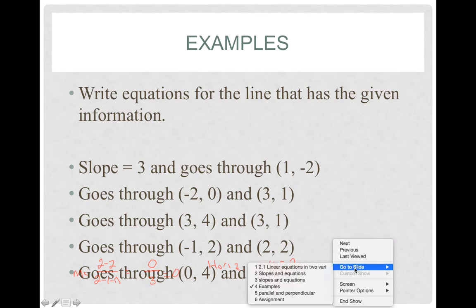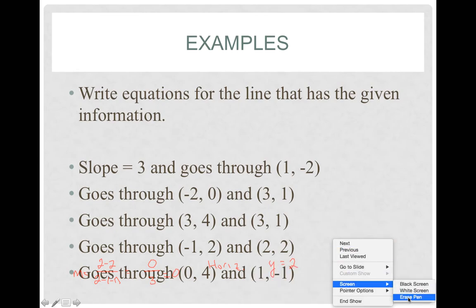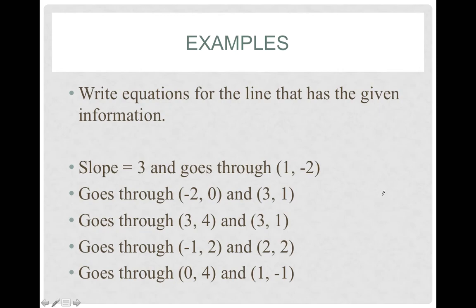Oops, I have one more example here. What about goes through these 2 points here? 0, 4, and 1, negative 1. So I'm going to find my slope. I'm going to go 4 minus negative 1 over 0 minus 1. So slope 4 minus negative 1 is 5 over negative 1. So my slope is negative 5.